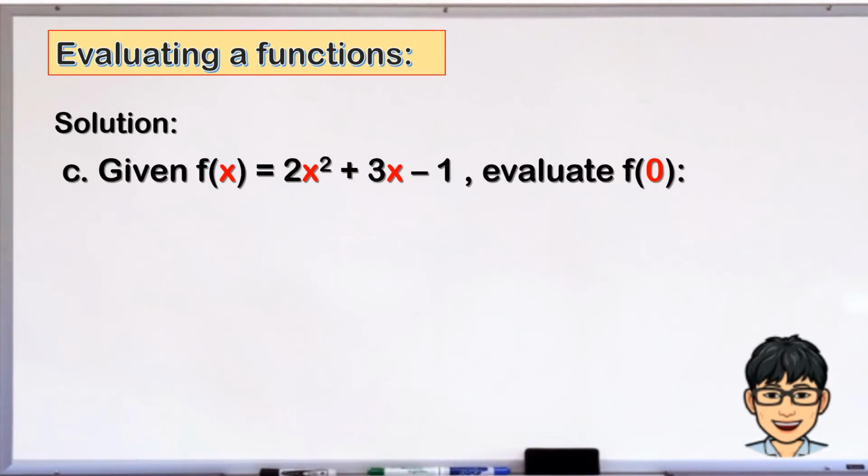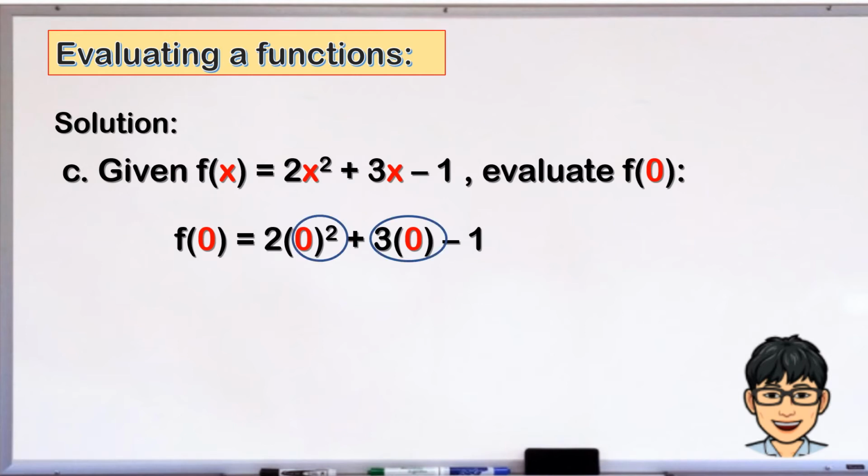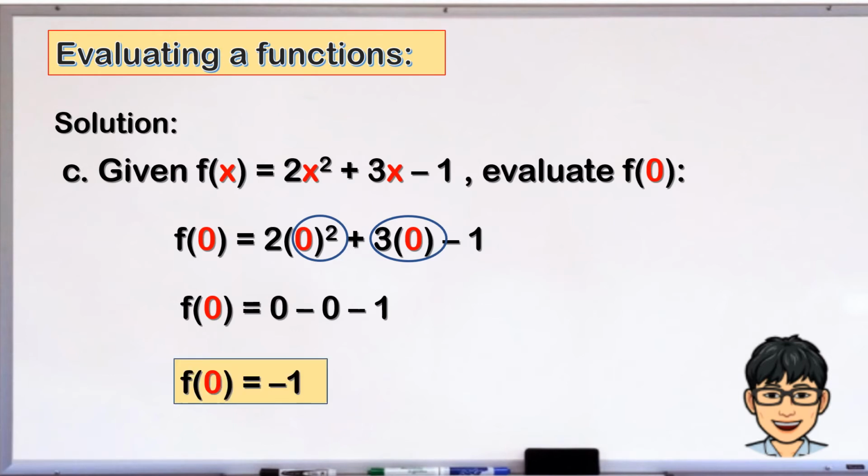Now, for letter C, let us evaluate f of 0. Meaning, lahat ng x sa f of x ay papalitan natin ng 0. So, we have f of 0 equals 2 times 0 squared plus 3 times 0 minus 1. Dahil ang value ng variable natin ay 0, ibig sabihin, ang value ng mga terms na ito ay 0 na rin. Kaya we have f of 0 equals 0 minus 0 minus 1. Therefore, f of 0 is equal to negative 1.